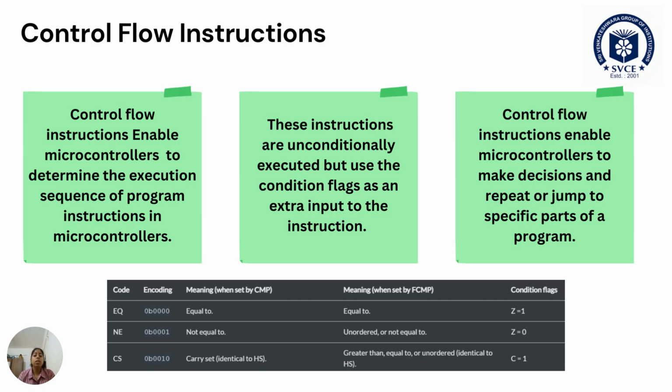There are a small set of conditional data processing instructions. Examples of such instructions are EQ, which stands for equal to, which sets the conditional flag Z equal to 1. The next is NE, which is not equal to, which sets the conditional flag Z equal to 0. Then we have CS, which is carry set, which sets the conditional flag C, that is for carry, equal to 1.